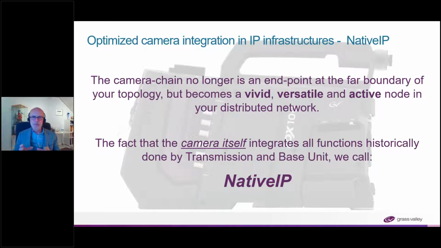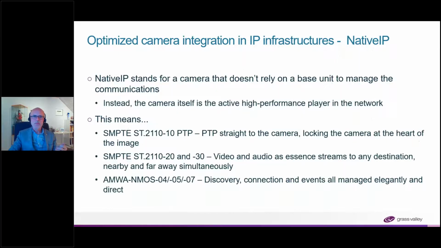With native IP, the camera chain is no longer an endpoint at your IP network, but it is an active node inside your network. So the camera by itself integrates all the functions which historically were done by the transmission and the base unit. And all this together we call native IP. With native IP, there is no hardware other than the camera head by itself, with the exception of a power supply and a control unit. And the control unit, I mean a camera control panel.